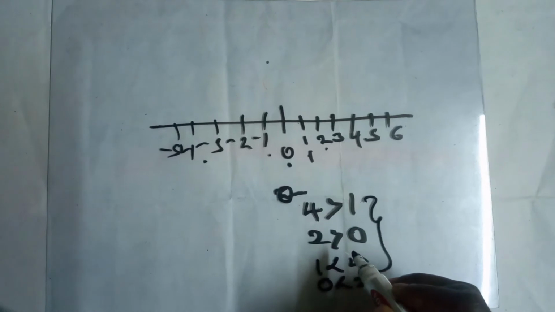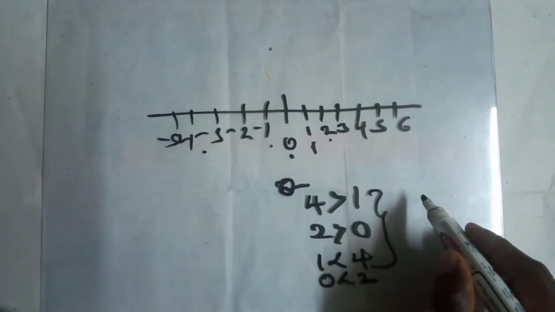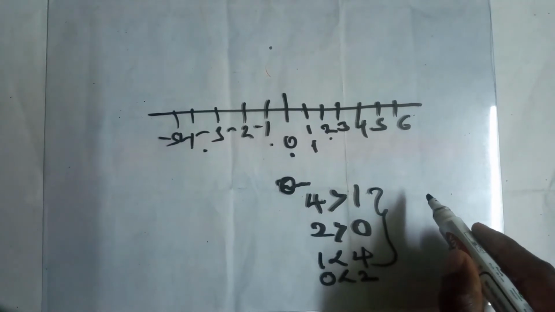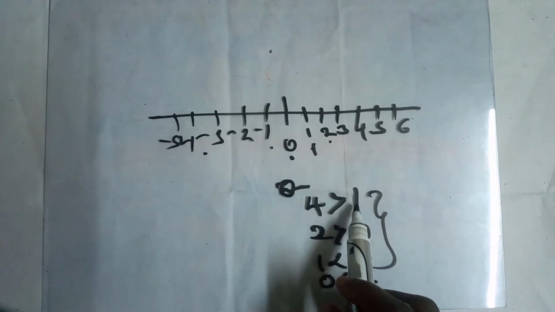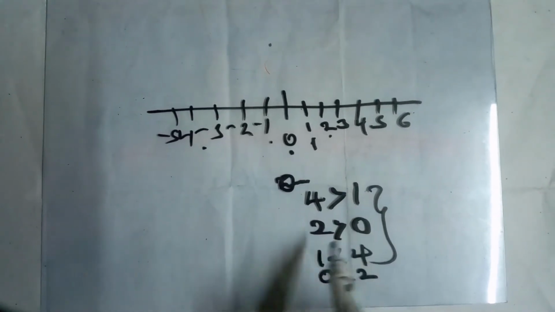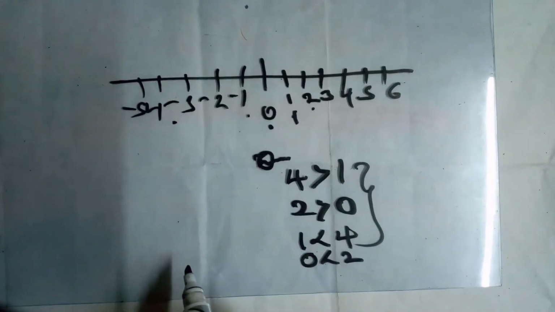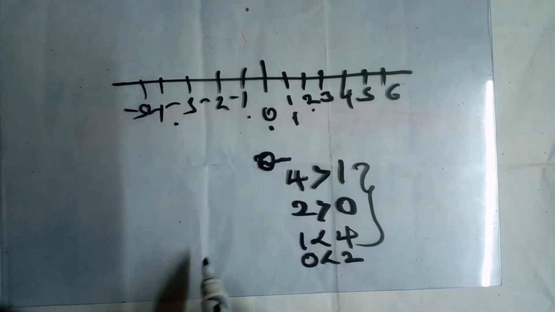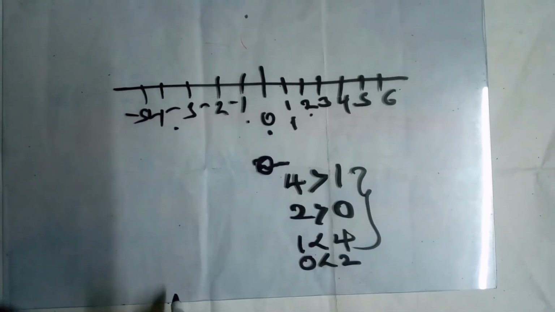You can note that the symbol always points to the least number. So in our case, 4 is greater than 1, the symbol has pointed to 1, and then 2 is greater than 0, the symbol has pointed to 0 because 0 is the least number, and then 1 is less than 4, the symbol has pointed to 1 because it's the lesser one.